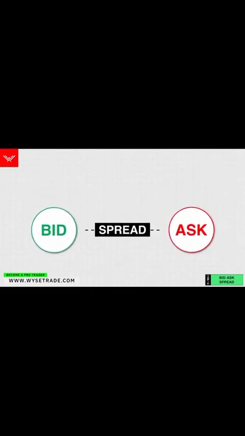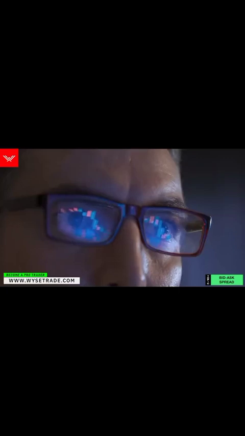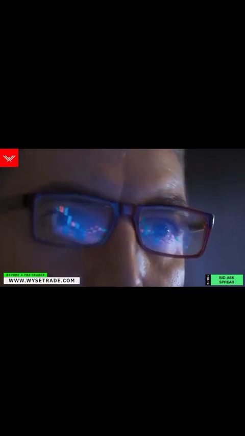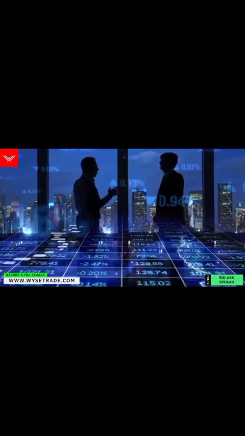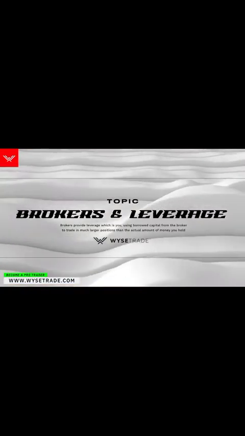The spread covers the dealer's profit and the cost of the transaction. It is essentially the cost you pay to enter the market. It's important to note that different brokers can offer different spreads, or they may offer variable spreads that can change based on market conditions.